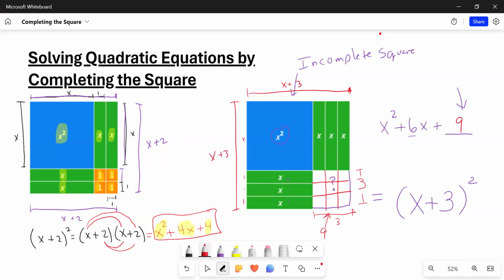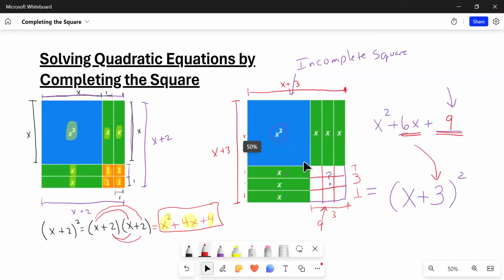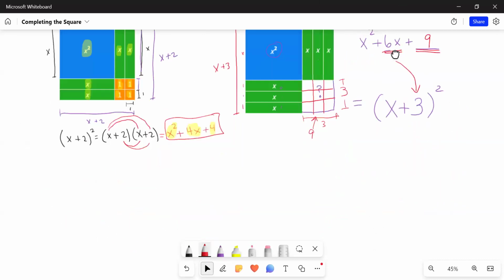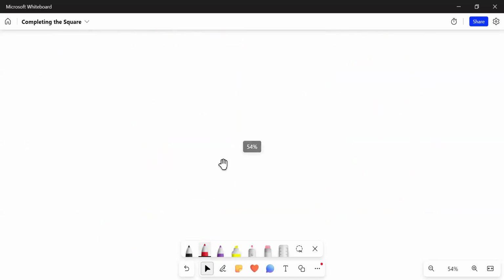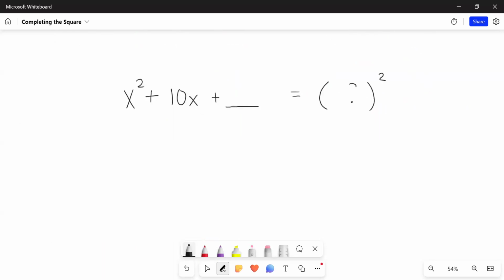In general, we want to think of what's the relationship between the number of x's, the unit, and the factored form. So let's take a look at a few examples of that without pictures. These are just polynomial expressions. So if I had x squared plus 10x, and I was wanting to complete the square, I was wanting to write it as a perfect square, that's what I want to do.